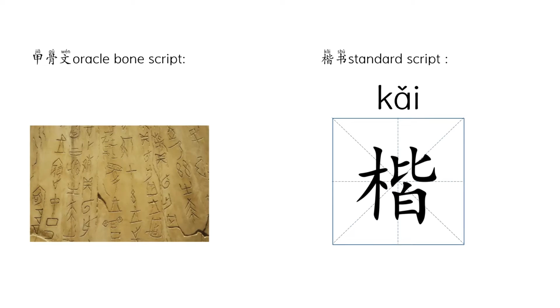From the pictographs written on the oracle bones, which are more than 3,600 years old, to the standard script 楷书 we use today, there are many ways how these Chinese characters were created. In this lesson, let's look at the two formation ways of Chinese characters firstly.